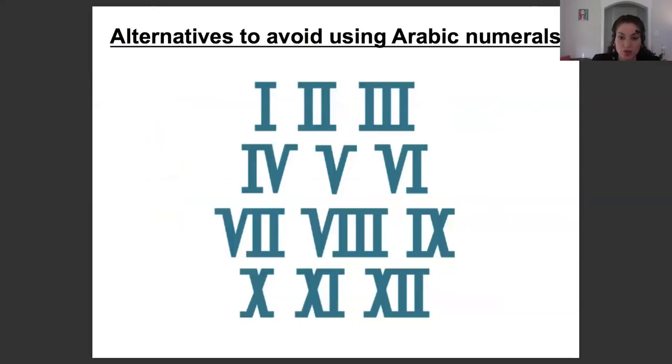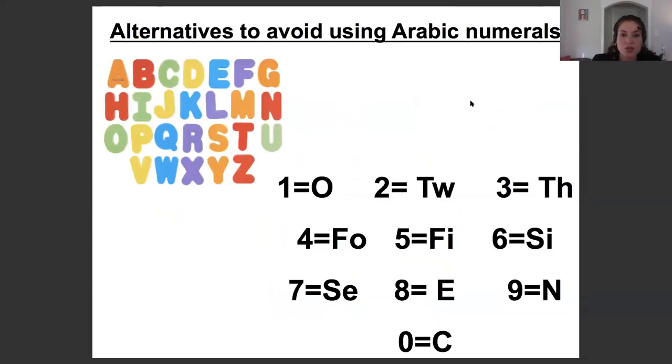So you can use Roman numerals. For example, this would be 1, this would be 2, this would be 9, this would be 11, this would be 12. So this is one of the alternatives that you are going to have in this exercise, instead of using Arabic numerals. Another alternative is to use letters. So for example, 1 would be an O, 2 would be TW, and 6 would be SI. Sometimes you have to use only one letter because, for example, 8 is the only number that starts with an E, so you can just use the letter E.